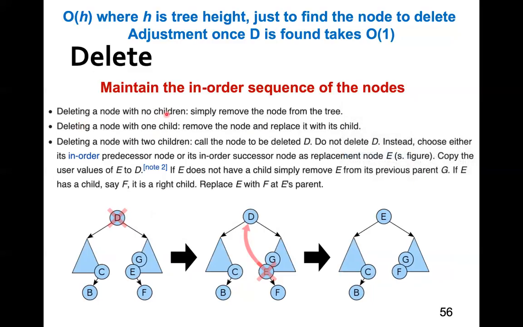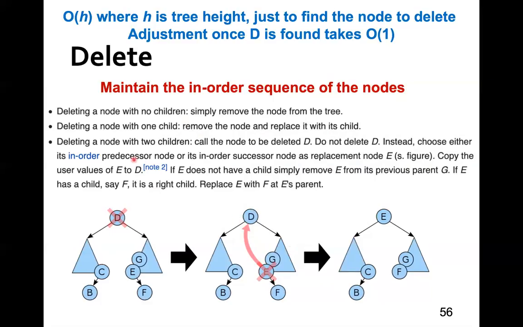If D has no child, of course you just delete it. It's so simple, it's the last node. On the other hand, if deleting a node with one child, remove the node and replace it with its child. What it means is this: let's say you are C and you have B. Then C is deleted, it's fine. Your B becomes your parent's child.